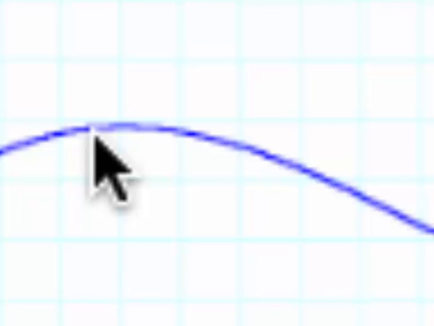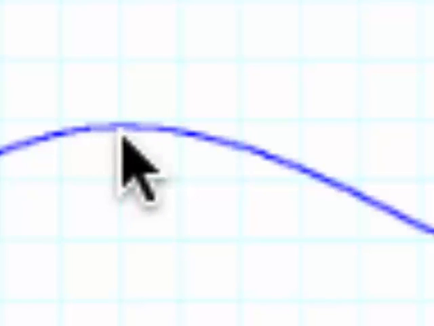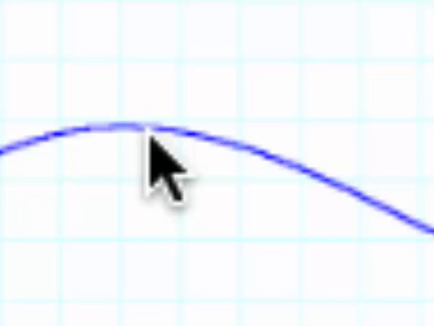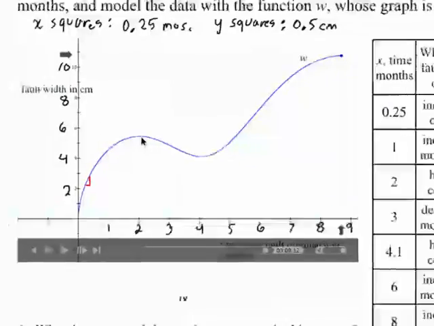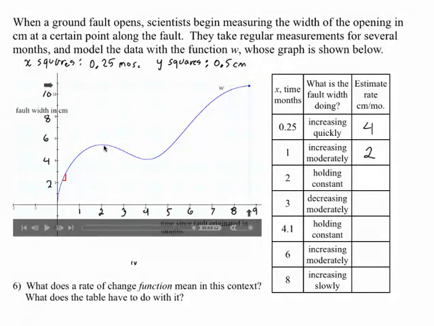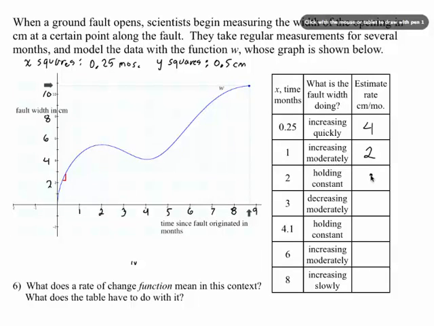Okay, estimate for rate of change. How much does the fault width change over that quarter? Make it easy on yourself. We're just estimating. How much does the fault width change over that quarter month? 0. Or just a little teeny bit. So we're just estimating, so we're going to call it 0. Okay, here we go.